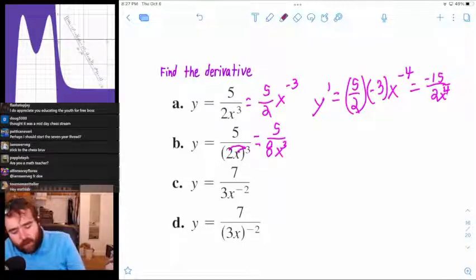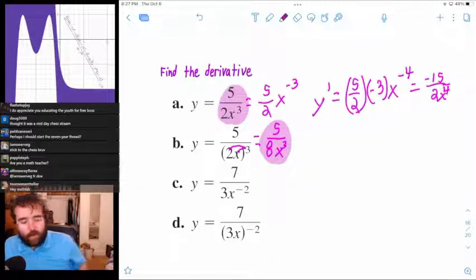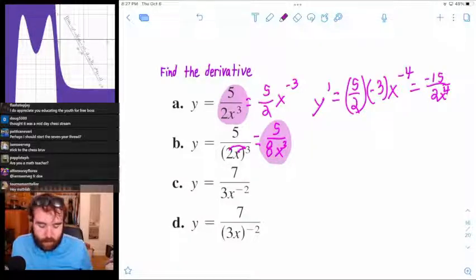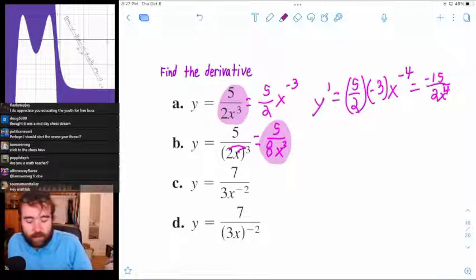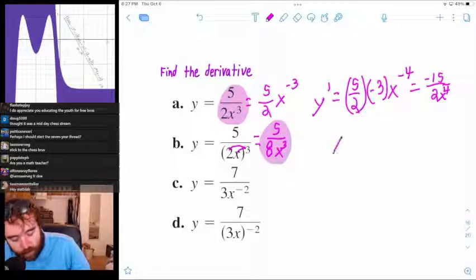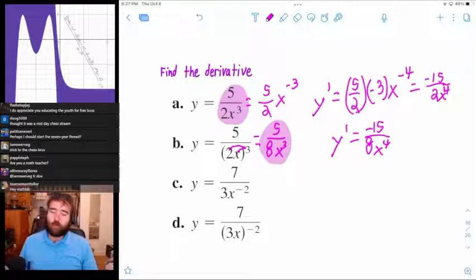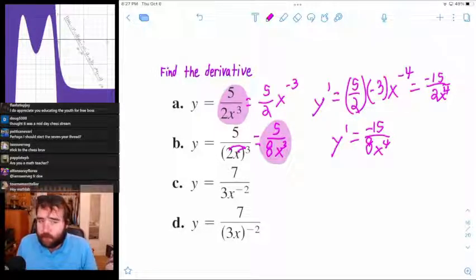And then honestly, we're not even going to do this whole problem because notice how this is the exact same thing, except it's an 8 instead of a 2. So if you look at our final answer, it's going to be the exact same thing, except an 8 instead of a 2. So negative 15 over 8 times x to the 4th. And of course, you'd simplify if you could, but 15 and 8, that doesn't simplify because 15 is just 3 and 5, and 8 is just 2. And so there you go. There's your answer.